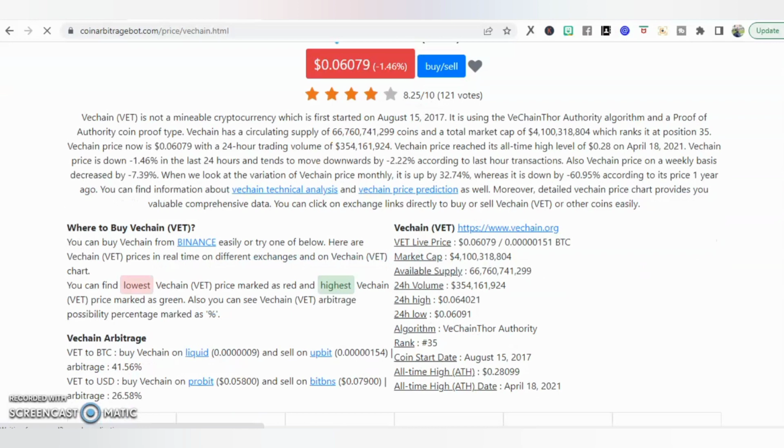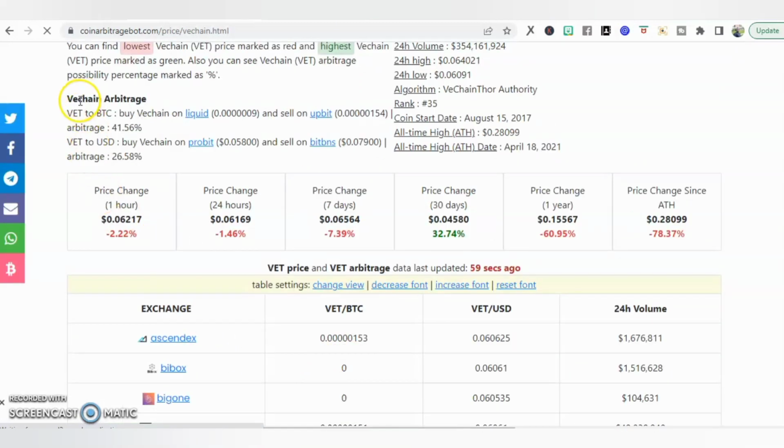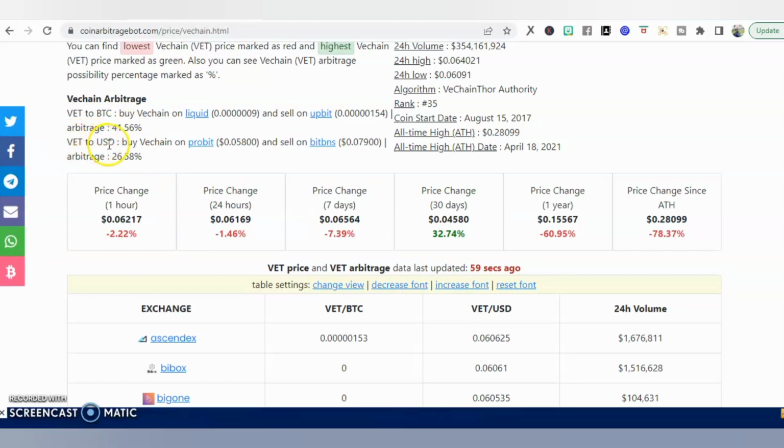Then you also see the arbitrage opportunity that we have for VET. It is also going to tell you which exchange has the lowest and which exchange has the highest. For example, here it is telling us that if we buy VET, we can convert it to BTC for 41% profit. That means that you buy it on Liquid at this price, then you sell it at Oddbit at this price, you get 41%, and that is when you use the BTC market. Here you can use the USD. That means that you buy VET at this exchange at this price, then you sell it at this exchange at this price, then you get 26% profit.